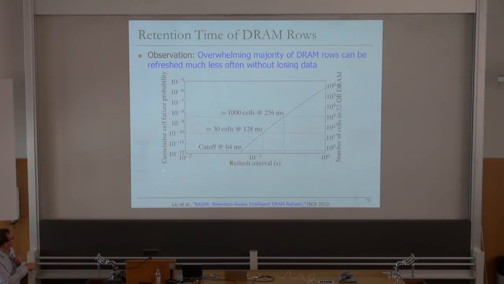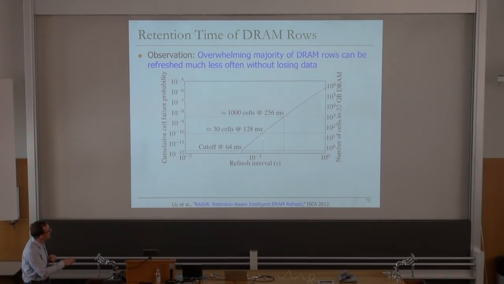This is the cumulative failure probability of the cell if you use this refresh interval. Basically, what fraction of the cells are failing, in a sense? If your refresh interval is 64 milliseconds, nothing is supposed to fail. That's the assumption. That may not be true because testing is actually difficult today for manufacturers, but let's assume that.